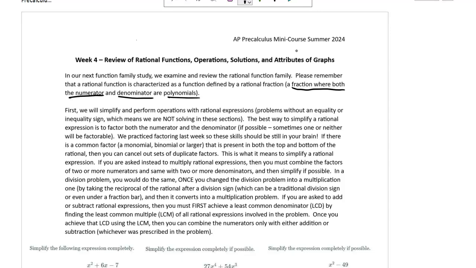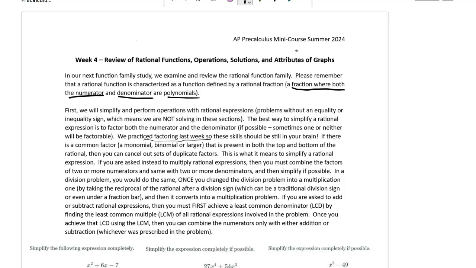It's good that we practiced factoring last week because we will need that in order to do a lot of these types of skills. If there's a common factor, which could be a monomial, which is just a single term, a binomial or larger, that is in both the top and the bottom of the rational expression, then you can cancel out any set of duplicate factors as long as they're on top and bottom. That's what it means to simplify a rational.